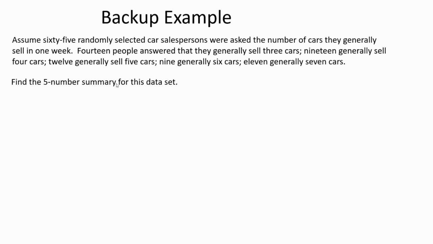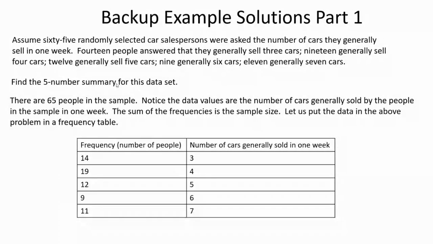Why don't we organize it a little bit more? You could work directly with the word problem, but I want to have my data more organized. That's why I make a frequency table. We have 65 people in the sample, and the data values are the number of cars sold per week. So 14 people sold 3, 19 of them sold 4, and so on. So we made a frequency table.